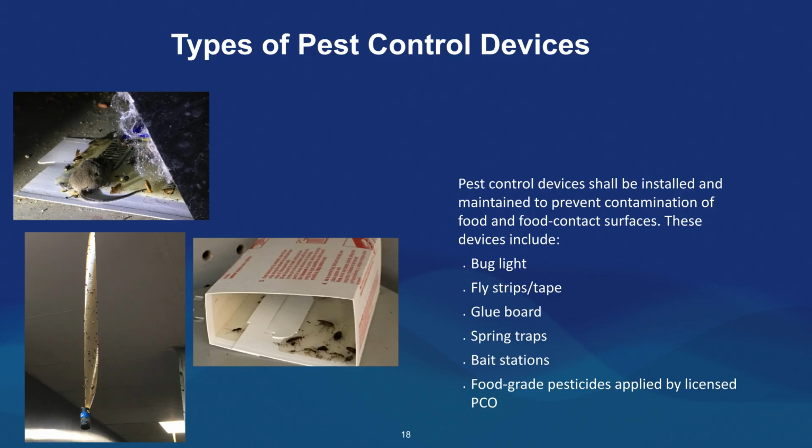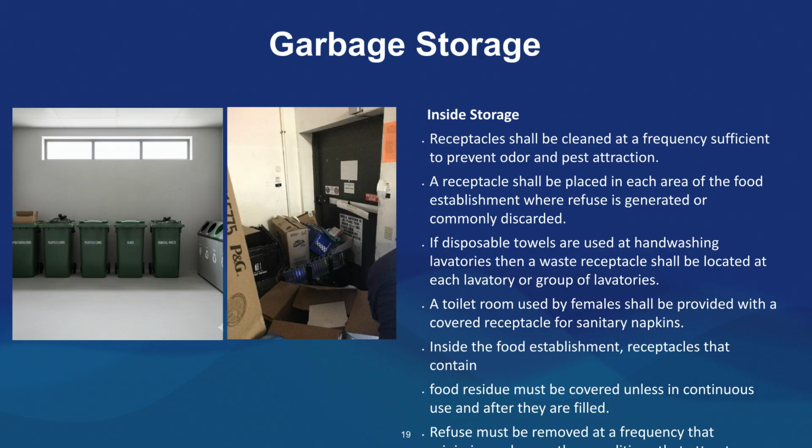For inside garbage storage, receptacles must be cleaned regularly to prevent odor and pest attraction. They must be located where refuse is generated, and waste receptacles are needed at all hand-washing stations. Receptacles containing food residue must be covered when not in use. Outdoor refuse areas must be maintained to prevent standing water and pest harborage.